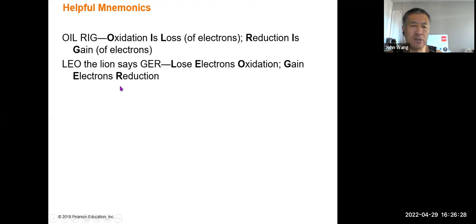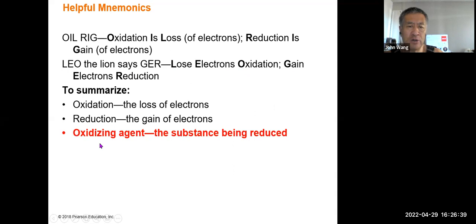To summarize, oxidation is the loss of electrons. Reduction is the gain of electrons. The oxidizing agent is the substance being reduced. The reducing agent is the substance being oxidized.